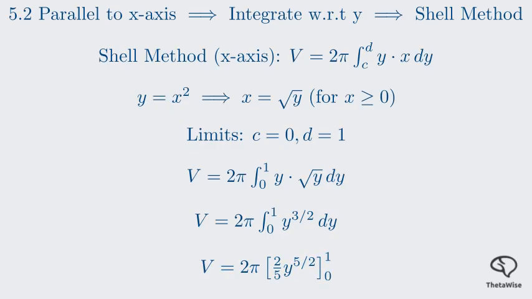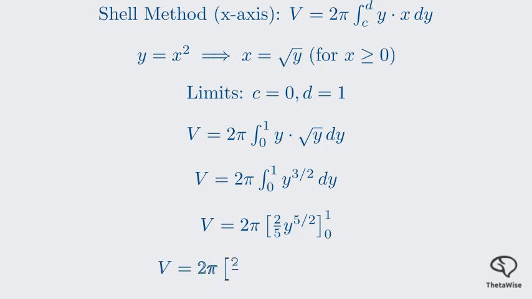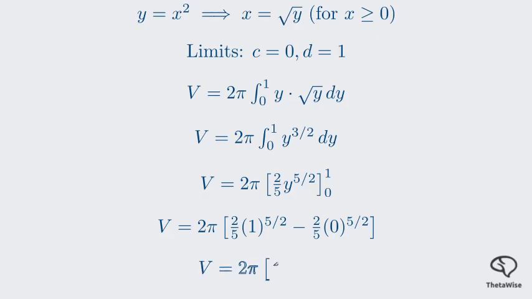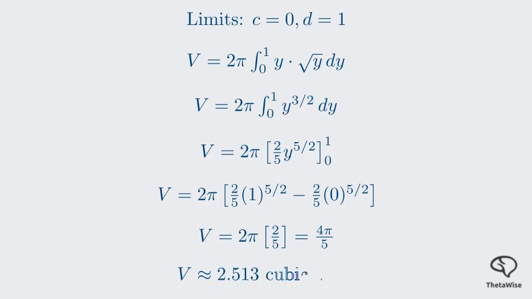Substituting the limits, V equals 2 pi times the quantity, 2 over 5 times 1 to the 5 over 2 minus 2 over 5 times 0 to the 5 over 2. This gives us 2 pi times 2 over 5, which is 4 pi over 5. As a decimal, the volume is approximately 2.5113 cubic units.